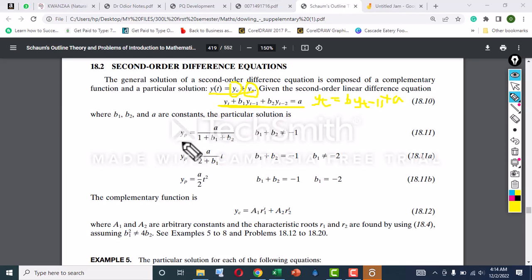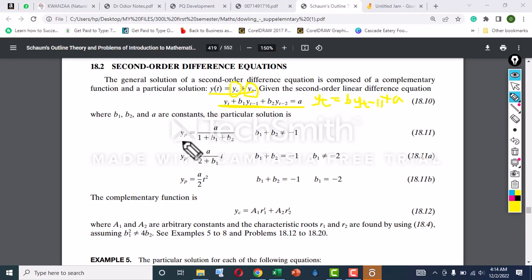The formula has a similar rule to differential equations. Remember, in second order differential equations, we have two or three formulas, whereby we say when b is not equal to this, and when b is equal to this, you can then use this. So the same thing applies here.